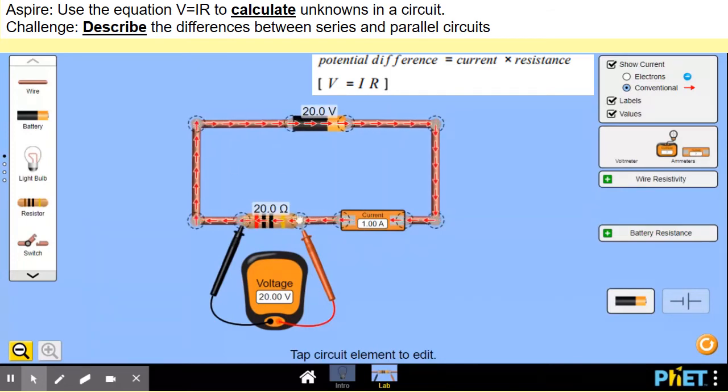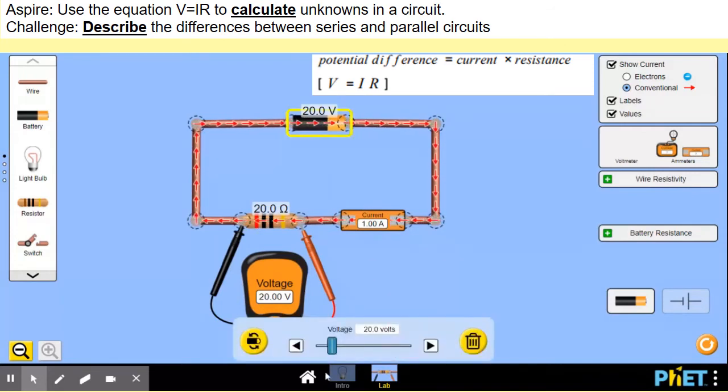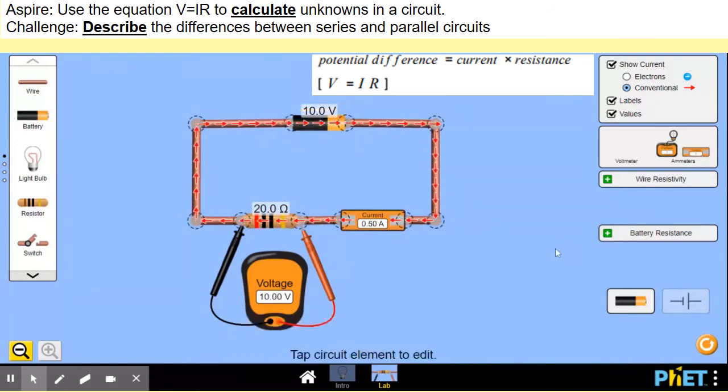So let's keep the resistor at 20 ohms then. But this time let's make the voltage smaller. Let's reduce it to 10 volts first. So reducing the potential difference means that you've got less push forcing the electrons around the circuit. So because we've got less potential difference, we've now got less current again. But the equation still works. V, 10, equals I, 0.5 times 20. 0.5 times 20 is 10.